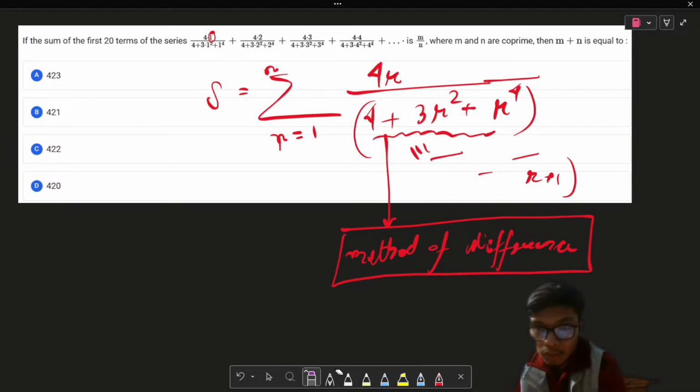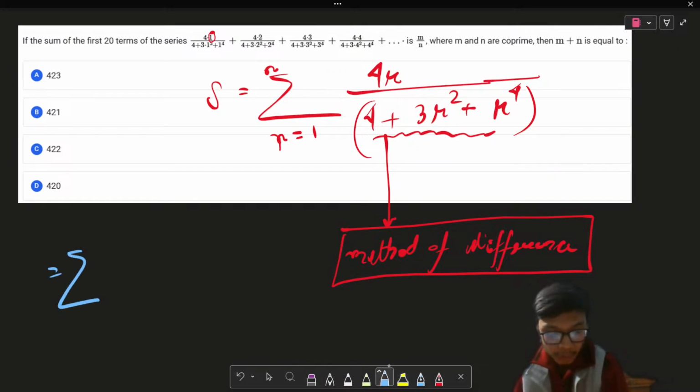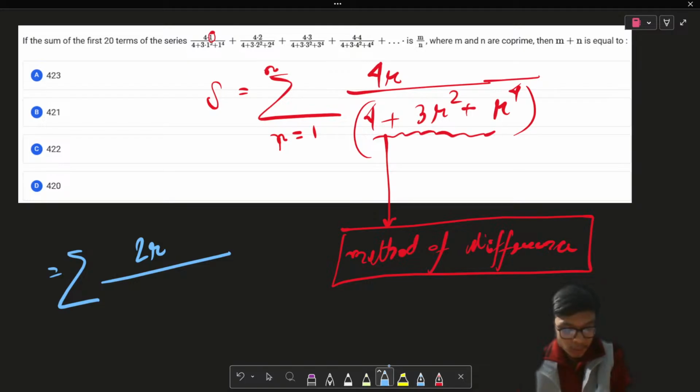So if I try to do it over here, my summation is going to become something like this. I can simplify by taking 2r upon r square plus 2 whole square minus r square. Okay, this is how we can simplify, and what I've done is I've taken 2 common.